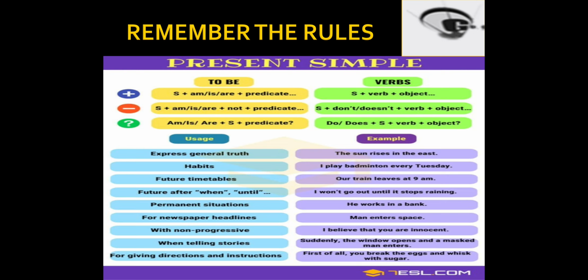Simple present tense is also used with non-progressive sentences. For example, I believe that you are innocent. It is also used when we are telling stories. For example, suddenly the window opens and a masked man enters. And lastly, simple present tense is used for giving directions and instructions. For example, first of all, you break the eggs and whisk with sugar. So all these points are the usage of simple present tense.